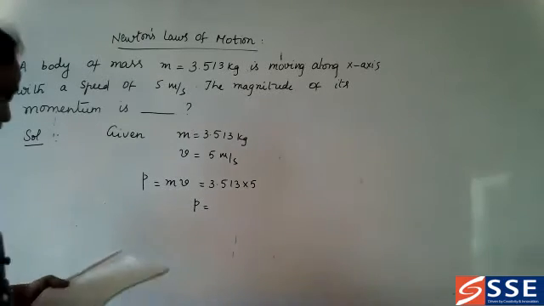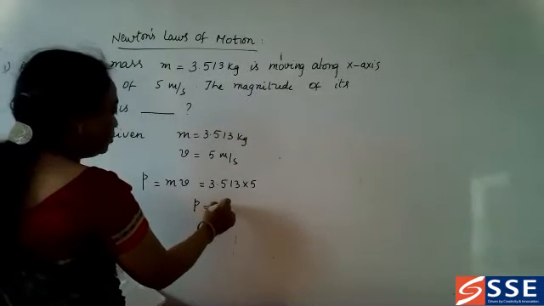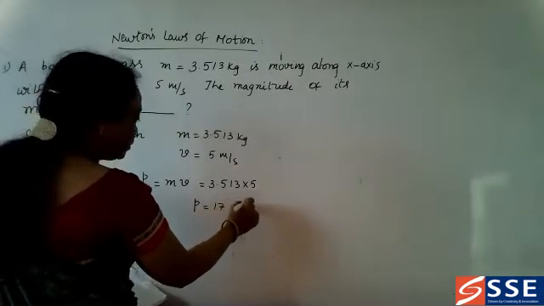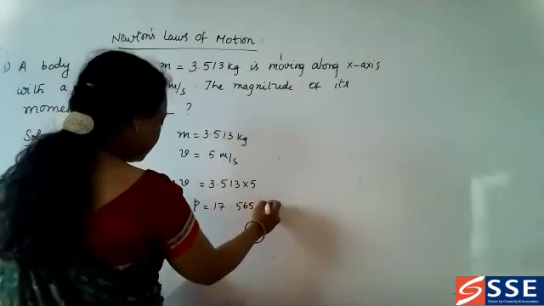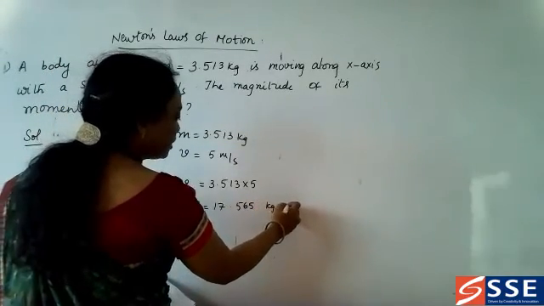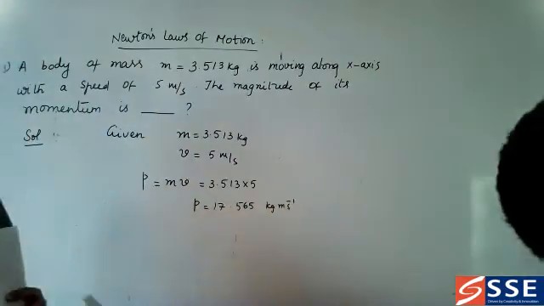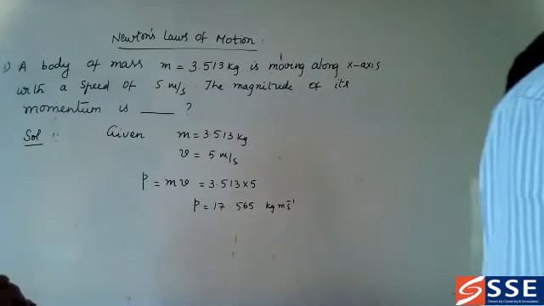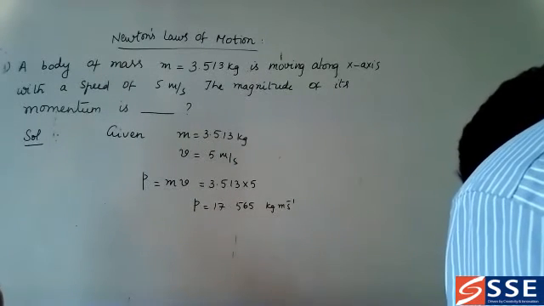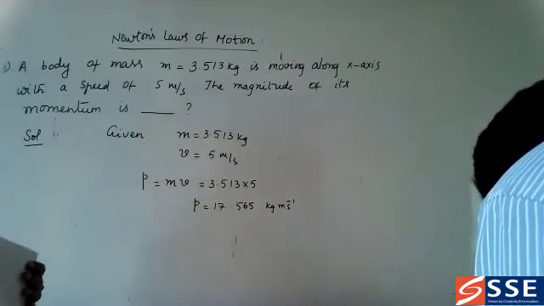So momentum P goes to 17.565 kg meter second power minus 1. So what is the equation for momentum?